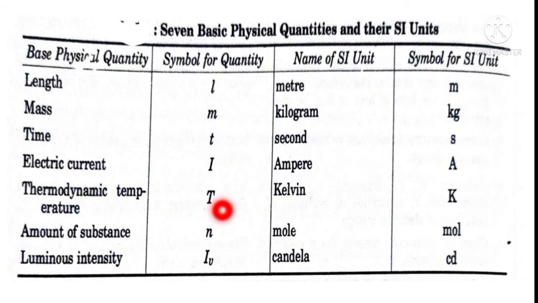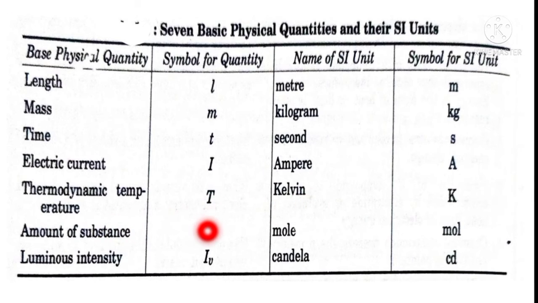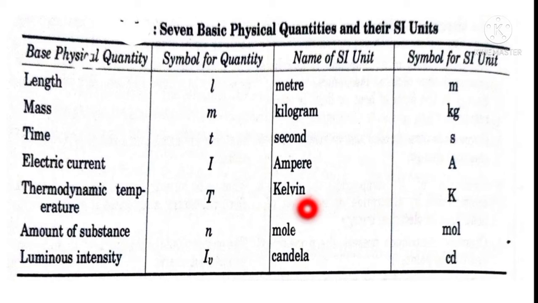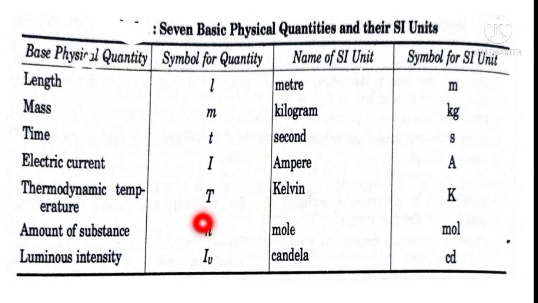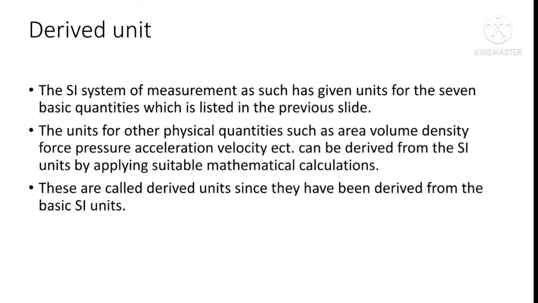Temperature, denoted by capital T, and its unit is Kelvin. Amount of substance, that is n for number of moles, and its symbol for the SI unit is mol, mole. Luminous intensity, represented by Iv, and its SI unit is candela, represented by cd.